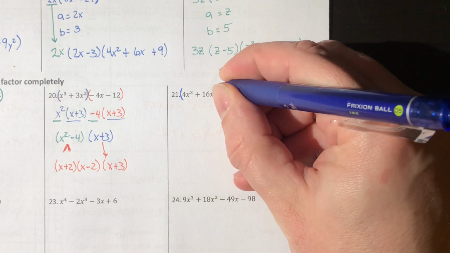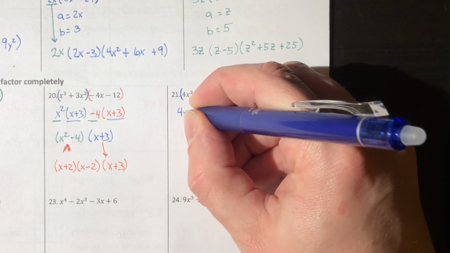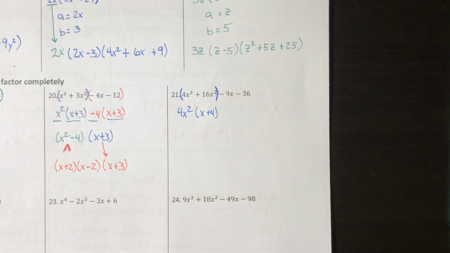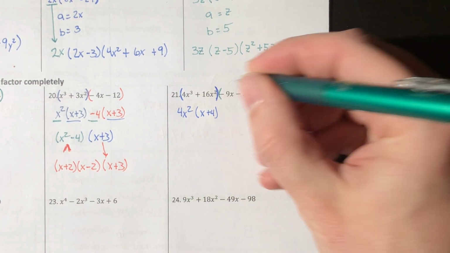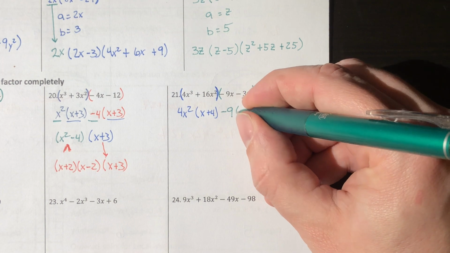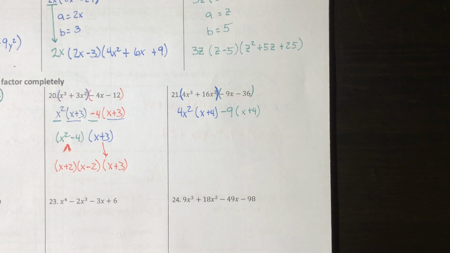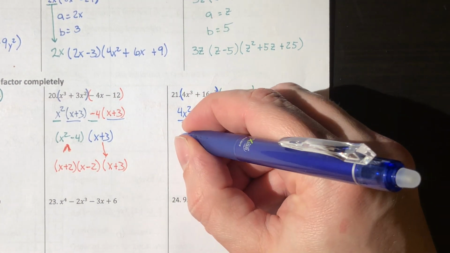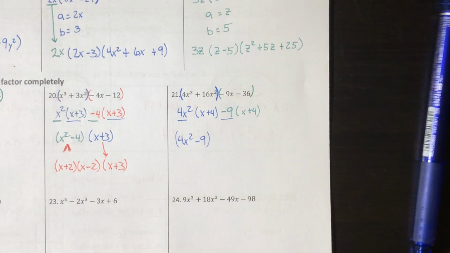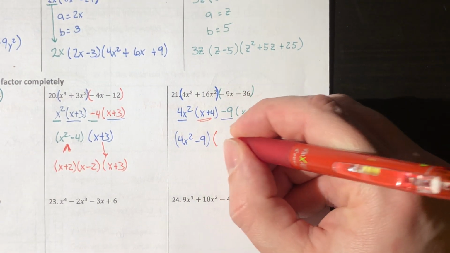Again, I'm grouping these first two together. I look for a greatest common factor between those. So I can pull out 4x squared, leaving me with x plus 4. Both of these here are divisible by -9, so I pull out -9, leaving me with x plus 4. So one of my factors is what I pulled out, 4x squared minus 9. The other factor is what was left over. Both of those are x plus 4.